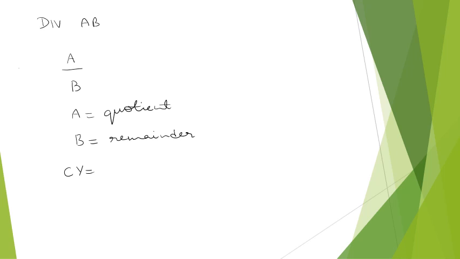Next instruction is DIV AB. The function is divide. This instruction divides the content of the accumulator by the register B content. That is, it divides the unsigned 8-bit integer in the accumulator by the unsigned 8-bit integer in register B. The accumulator will have the result of the division, that is the quotient, and register B will have the remainder. Both the carry and overflow flags will be cleared in the division operation.